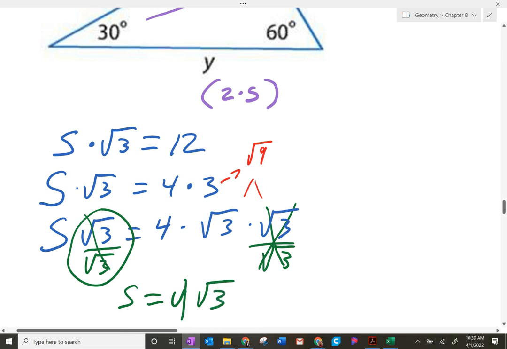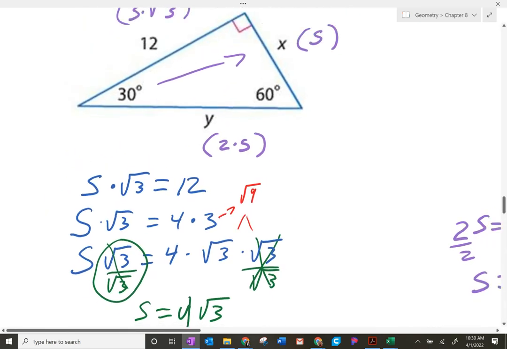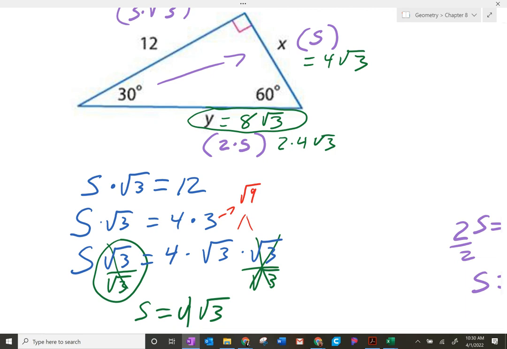And now I can just plug those back in. So my S value for X is going to equal 4 radical 3. For my Y value, I'm going to say 2 times 4 radical 3, which is 8 radical 3. Again, setting them so they're equal to each other. I like how you put that one. It kind of turns it algebraic and makes it a little bit easier. Hopefully.